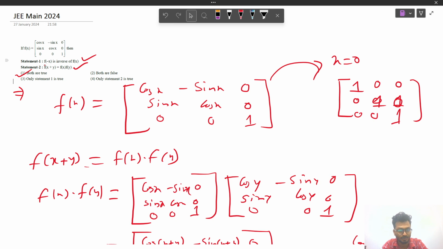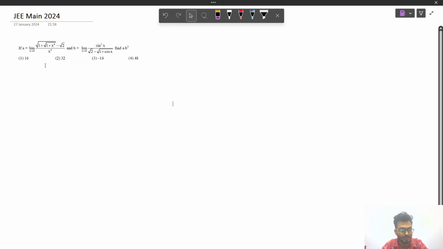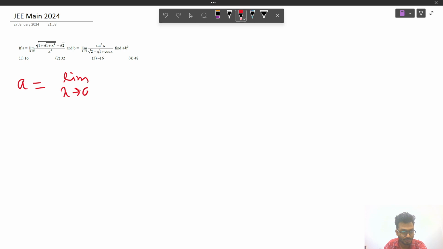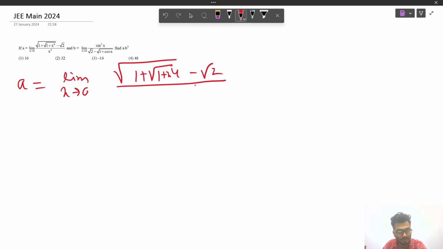So next, jump into the next question, the third question. This is given: a is this, b is this, then we have to find a into b. So first of all we have to find a and b. So what is a? a is the limit as x tends to 0 of root over (1 plus root over (1 plus x to the power 4)) minus root 2, divided by x to the power 4, right?